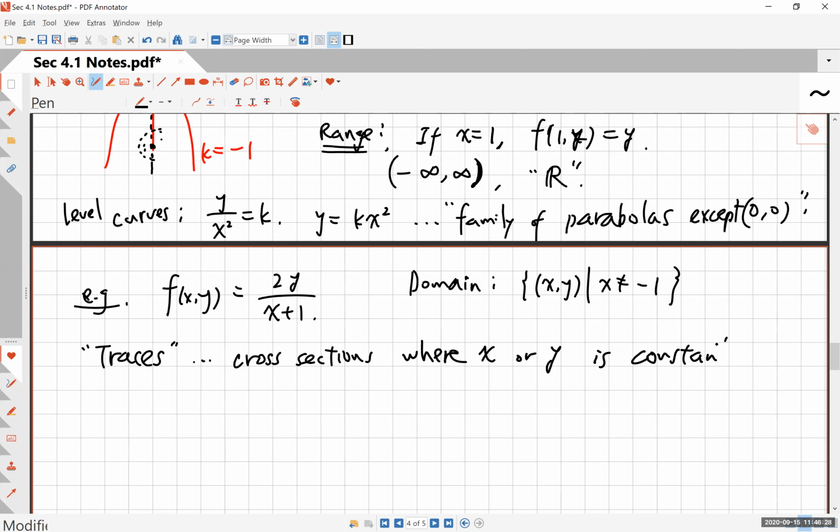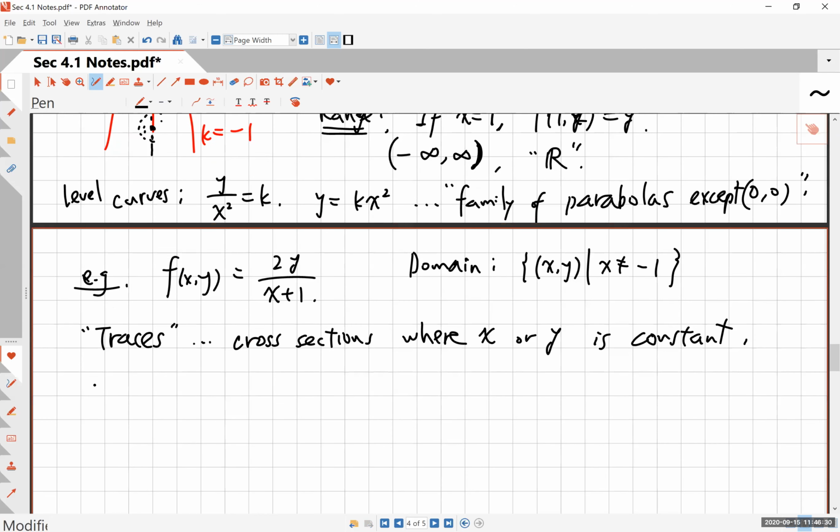So again, it's not a big deal, right? So let's see. If x is equal to 1 in this case, then f of (x, y), of course, you can write this as f of (1, y).